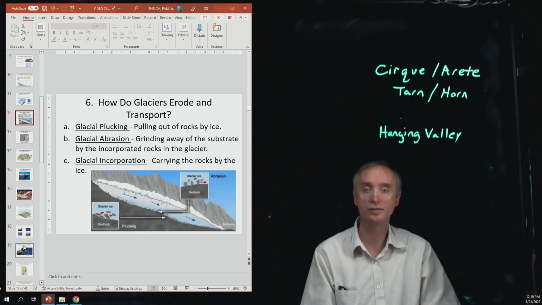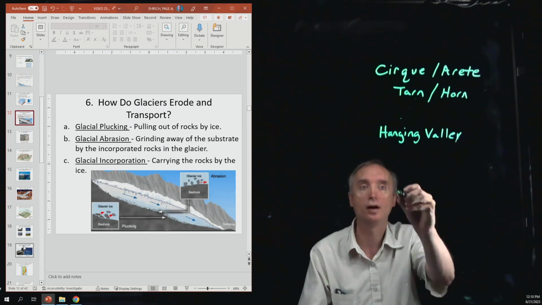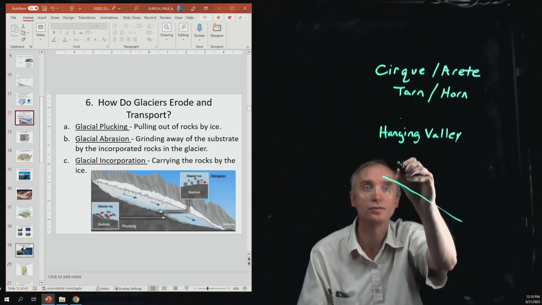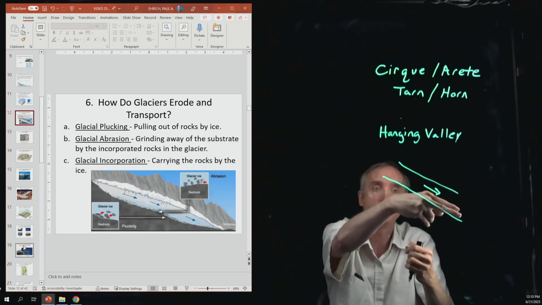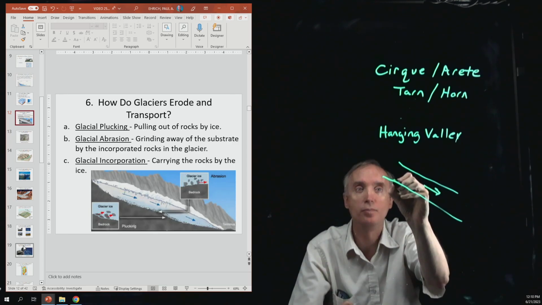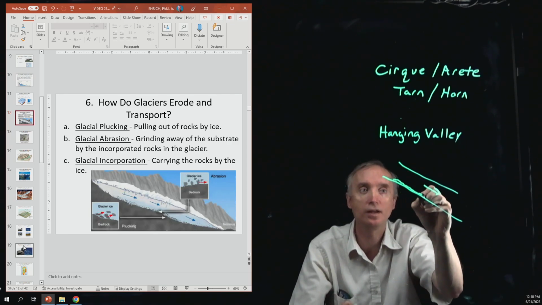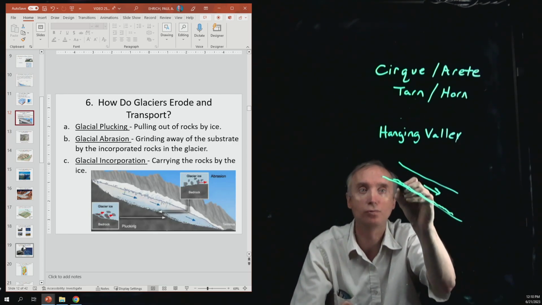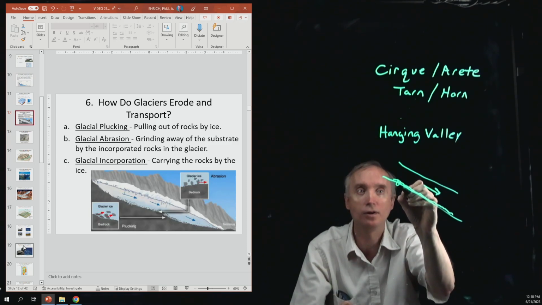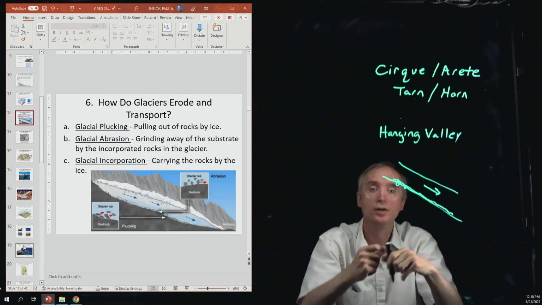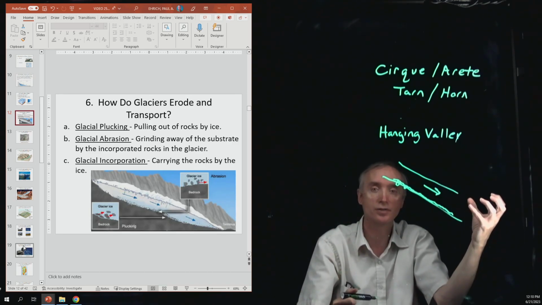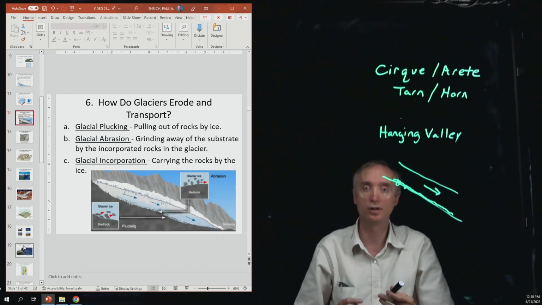As the bottom of the ice is going downhill, so here's our ice sheet and it's moving downhill, the bottom of this ice sheet can freeze to rocks that are in here, and then as the ice continues to move downhill, it can actually pull those rocks out, and so that's going to be called glacial plucking.